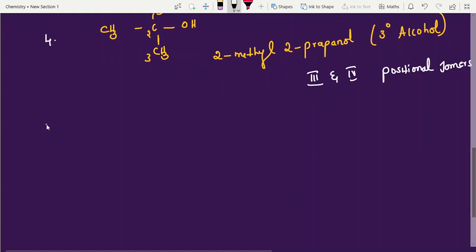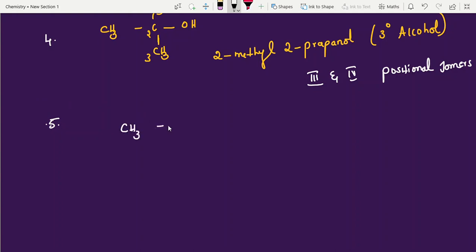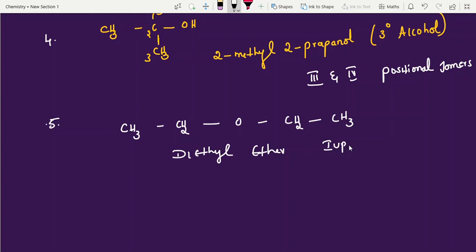Okay, now ethers. 4 alcohols completed. Now I am writing the fifth structure, an ether: CH3, CH2, O, CH2, CH3. With this molecular formula C4H10O, totally 4 carbons, 10 hydrogens, 1 oxygen. This is what we call diethyl ether, a common name. What about the IUPAC name? The IUPAC name is ethoxyethane.